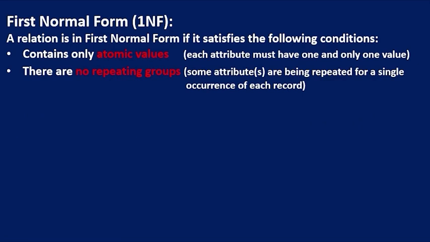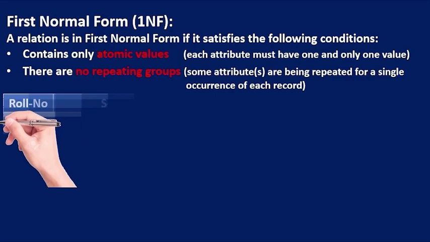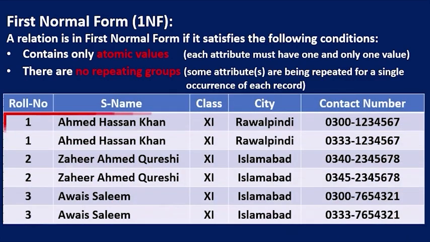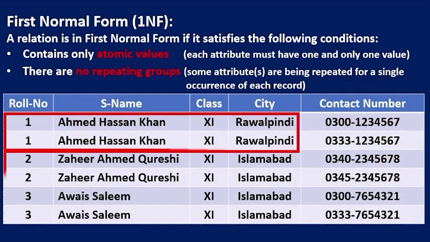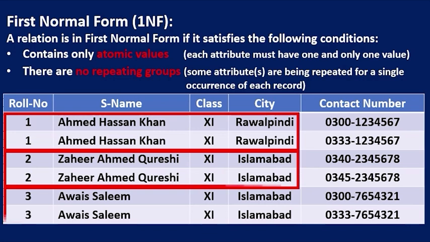Second, there are no repeating groups. By repeating groups we mean some attribute or attributes are being repeated for a single occurrence of each record. Whenever we remove the atomic values, here in the table repeating groups appear. Roll number, name, class and city are repeating for a record number of times.